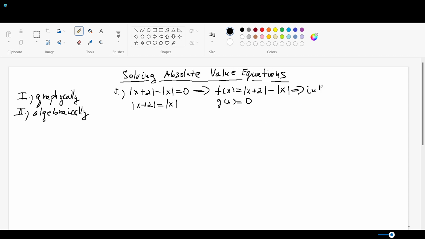So basically here you are looking for the intercept, and I'm not sure if it's going to be 1, 2 or more, with the x-axis, okay?